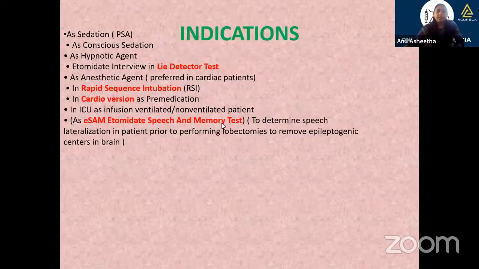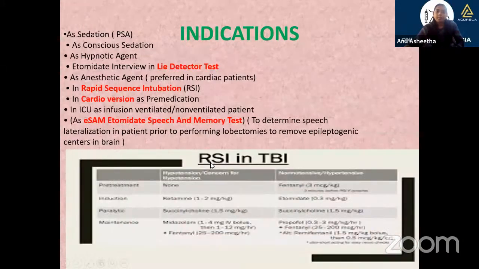Then etomidate speech and memory test. This determines the speech lateralization in the patient prior to lobectomies to remove epileptogenic centers in the brain. So rapid sequence intubation in traumatic brain injury is always followed by succinylcholine.